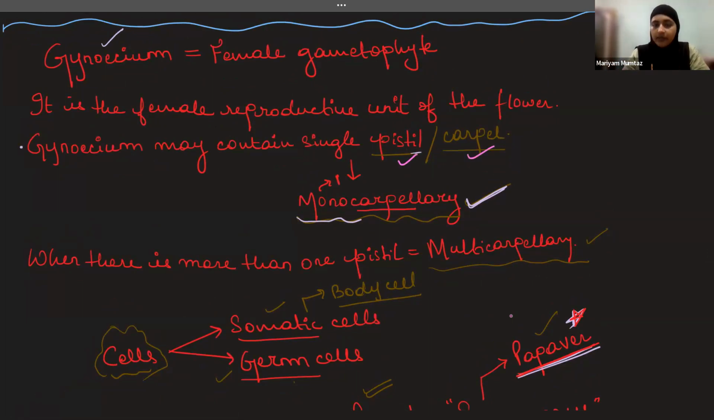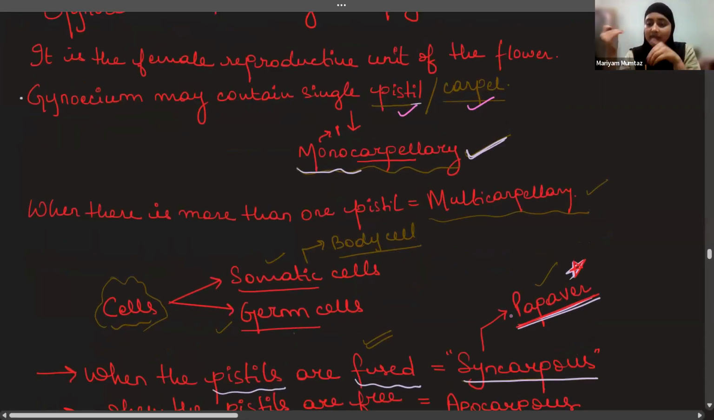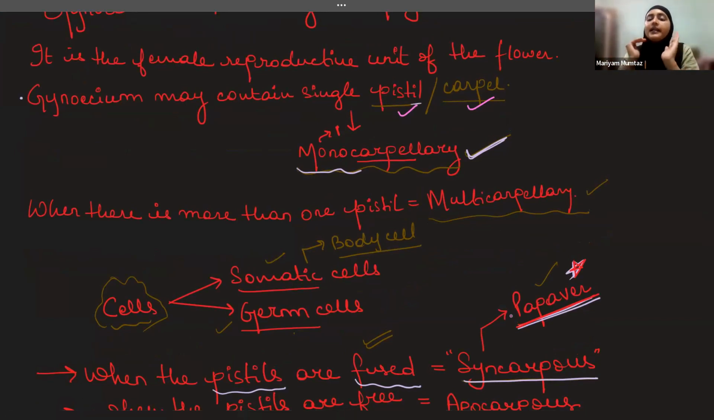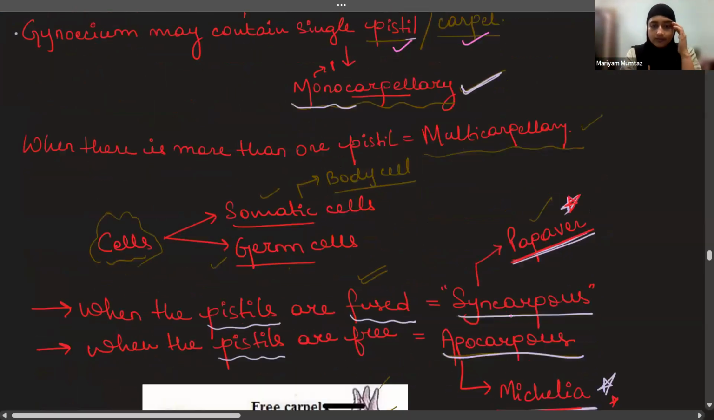Now, in any flower, when there is only one pistil present, then that type of flower will be monocarpellary. When only one carpel is present. Then if two are present, then bicarpellary. But if more than two, then we'll call it multicarpellary, depending upon whether the flower has one carpel, two carpels, or multiple carpels.